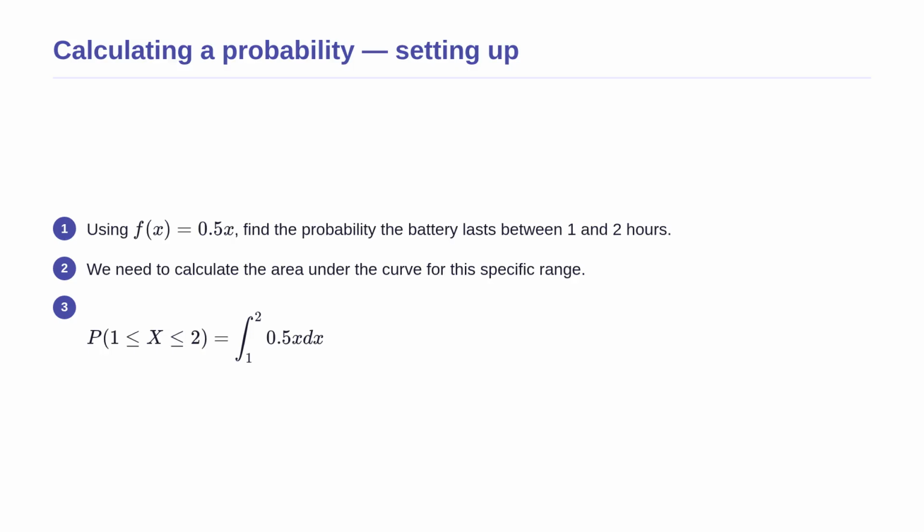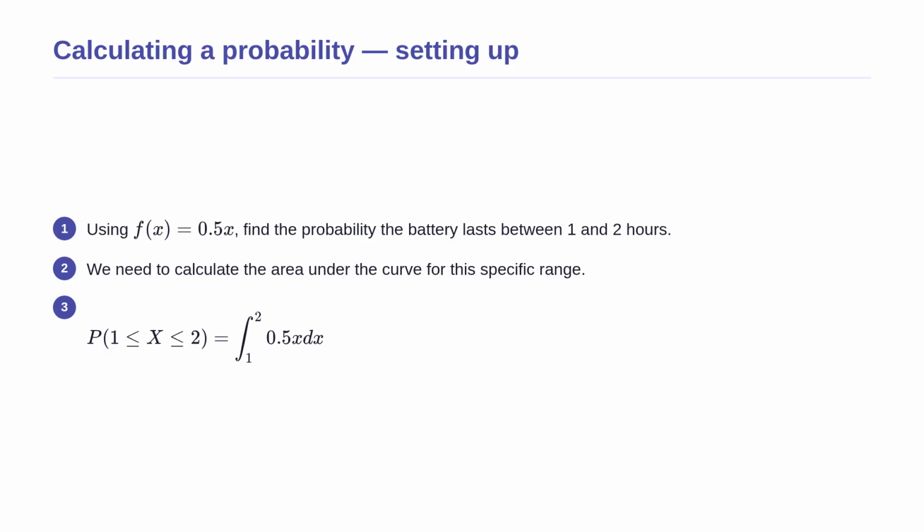Using the battery lifespan model from the previous example, what is the probability that a randomly selected battery lasts between 1 and 2 hours? To find the probability that the variable falls within this specific range, we need to calculate the area under the curve just for that window. We set up our probability statement on the left side.